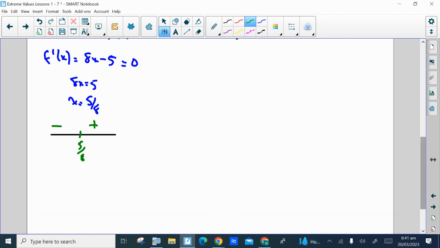So again, we're asked to state the intervals of increase and decrease. This graph is increasing from 5/8 to positive infinity. And note we use the rounded brackets here because at 5/8 the graph is neither increasing nor decreasing. That's where the vertex is. And the function is decreasing from negative infinity to positive 5/8.